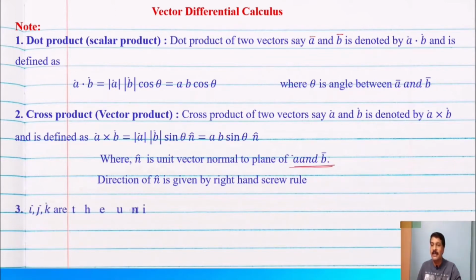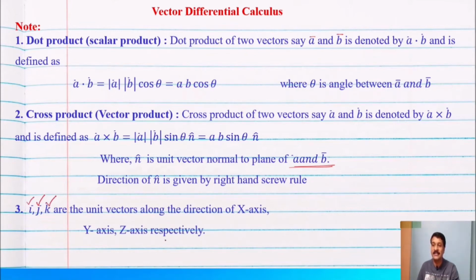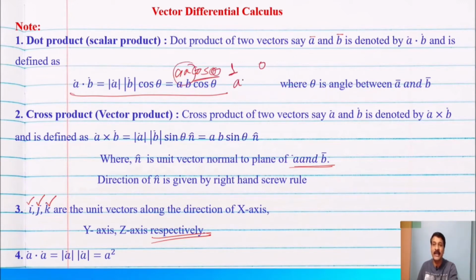Also you remember I, J, K. These I, J, K are the unit vectors along the x direction, y direction and z direction respectively. Also you remember A dot A. What is A dot A? By this definition I can write A dot A equals A into A cos theta, where theta is the angle between them. The angle between a vector and itself is 0, and cos 0 is 1. So I get only A into A, which is A square. That is why A dot A equals A square.